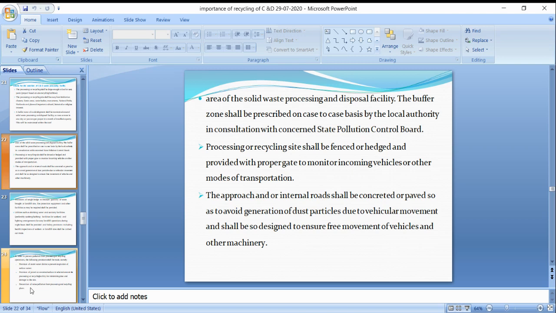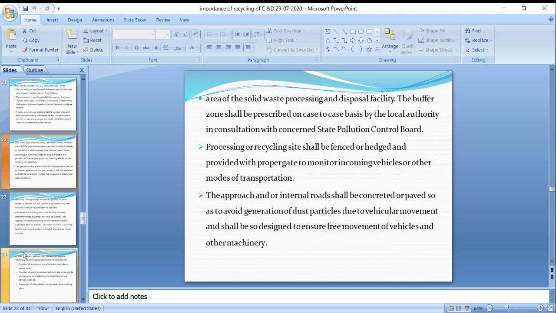Whatever we already said should be recorded in consultation with the concerned state pollution control board. So who will look after this? This will be looked after by the state pollution control board. The processing or recycling site shall be fenced or hedged, so that it has a compound wall and the recycling or processing does not disturb others. It should be provided with a gate to monitor incoming vehicles or other modes of transportation. It can have a compound wall or a fence, but at the entrance all the vehicles should be monitored.